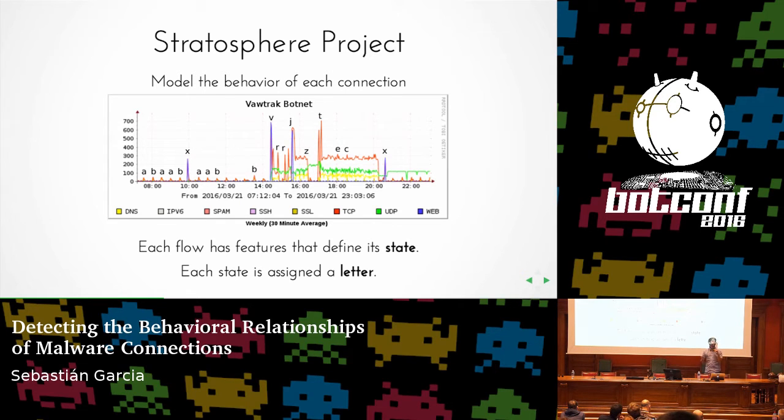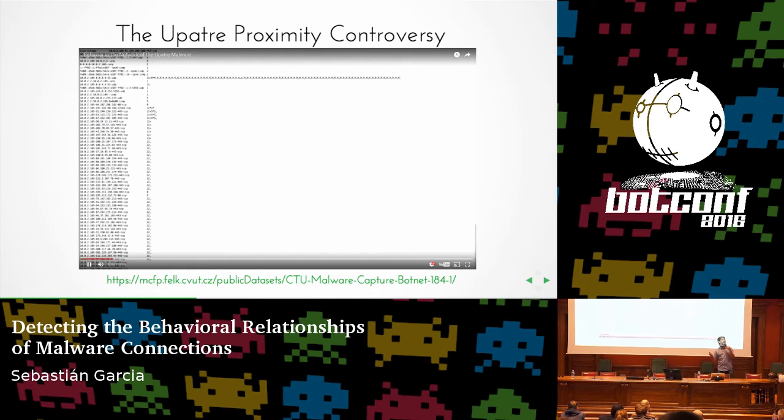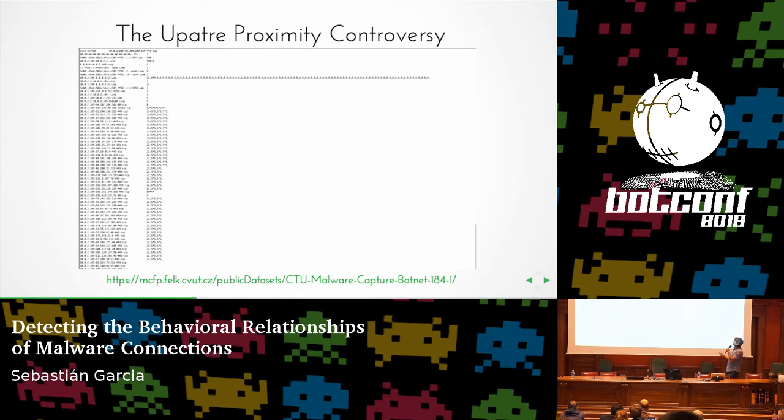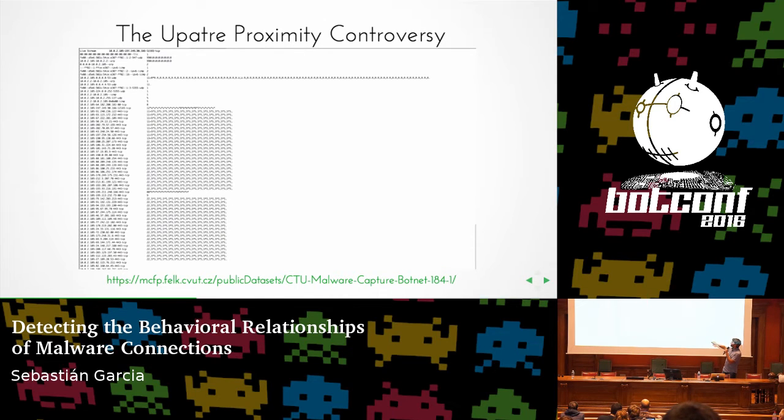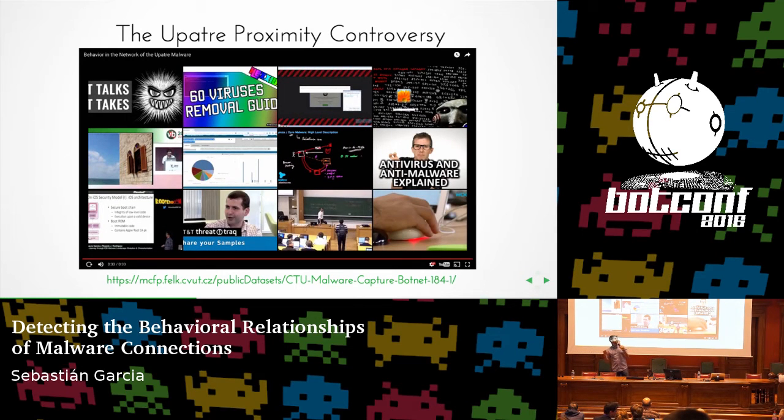And then we went to a new research path. So we are proposing something new here. It's like, hey, maybe we are looking too closely at the data. These are the letters from the Upatre botnet. And you can see that even if you don't look at the letters, it doesn't matter. You can see that there is the same behavior in each connection. It's very similar. This means that there are a lot of connections to different IPs and ports, and they are doing something, but especially they are all doing the same type of behavior. So we say, hey, instead of looking at one connection, why don't we go up and try to find the relationships between these connections in the network?